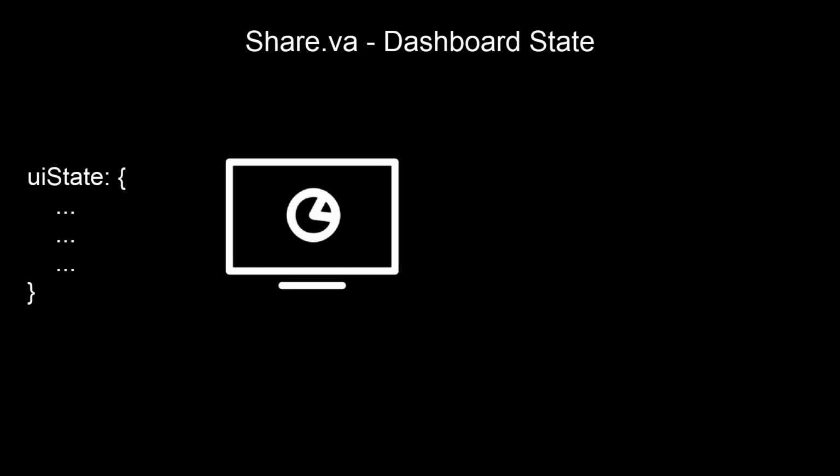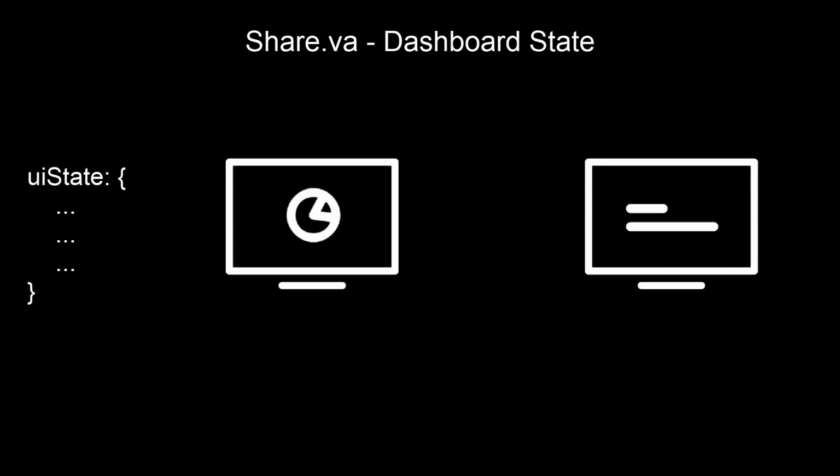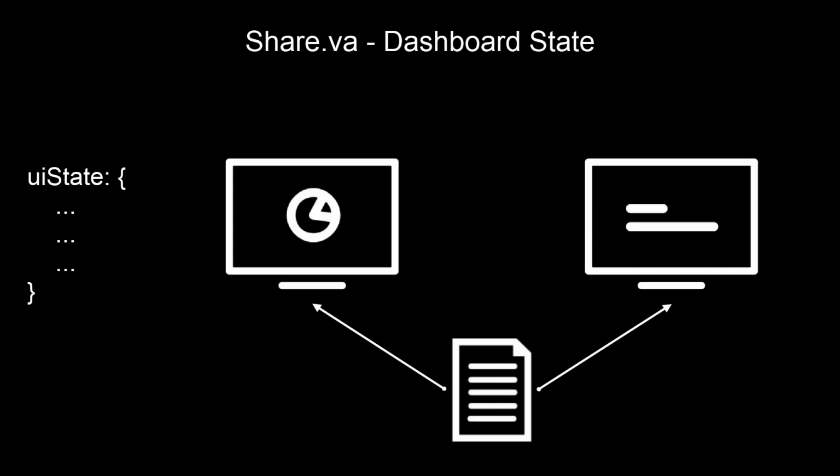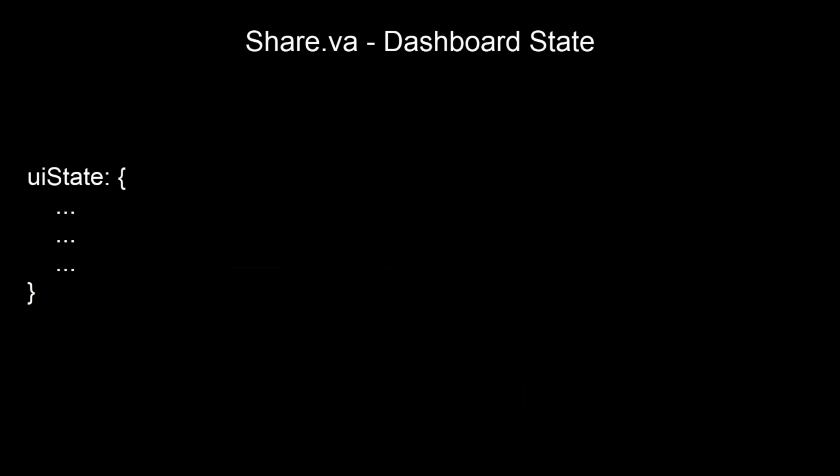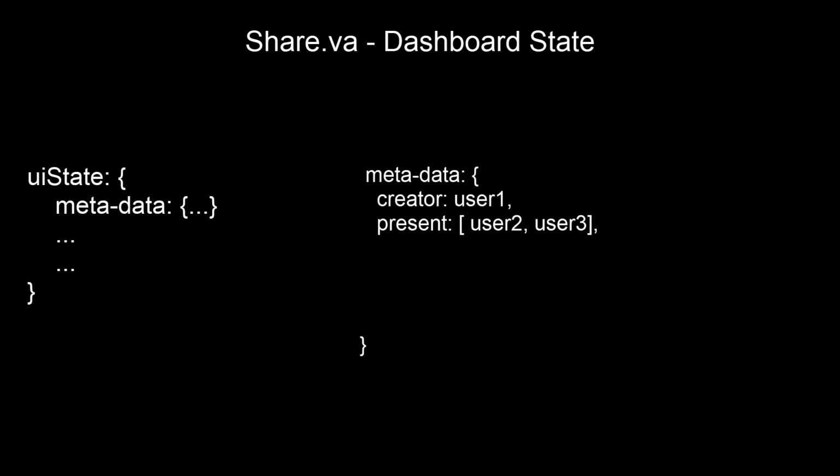For Share.va, we define a specific data structure that enables the use of heterogeneous dashboards, that is, dashboards with different visual configurations, used to analyze the same data. The state is stored as a JSON with three major components. The metadata component contains information about who created the state, the collaborators that were present during the state's creation, and the type of dashboard change that led to the dashboard creation.